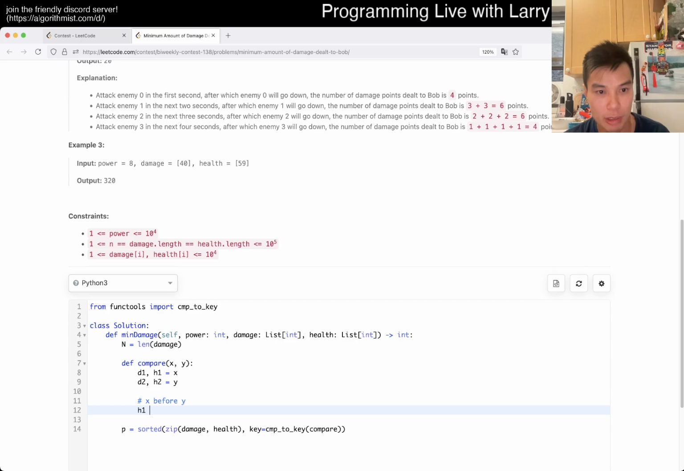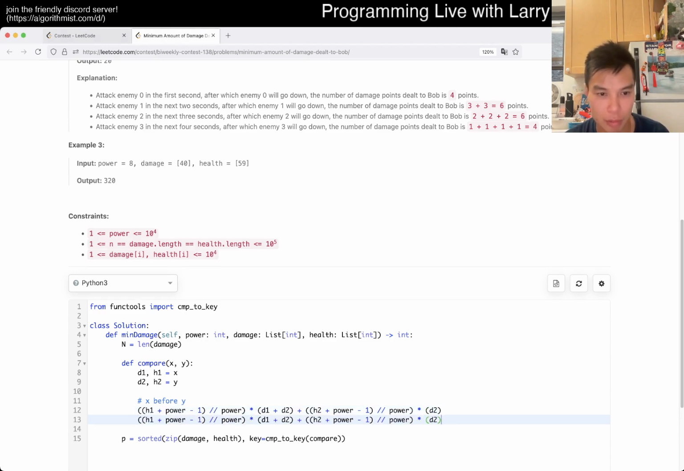Okay, so the h1 plus power minus 1 over power is the number of cycles. So then now this is the number of cycles before we kill 1, right? So then you times this by d1 plus d2, because you take both damage, and then after that you add h2 plus power minus 1 over power times d2, right? Okay, so then now I don't remember if it's supposed to return non-zero or whatever, but okay, fine.